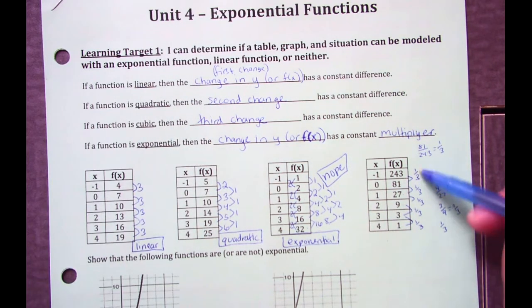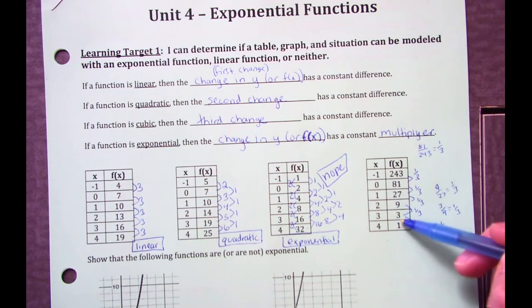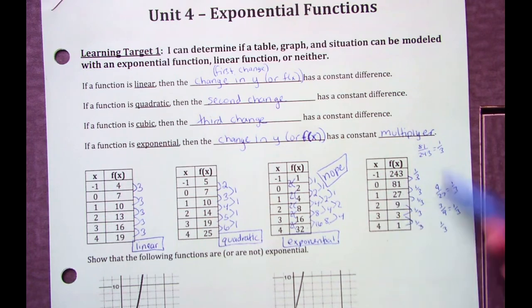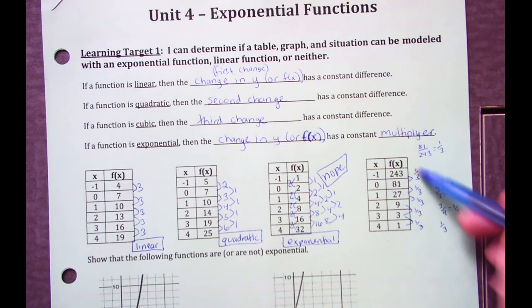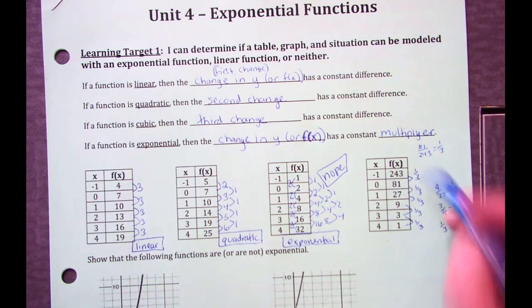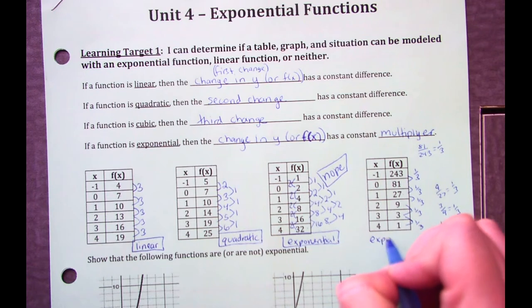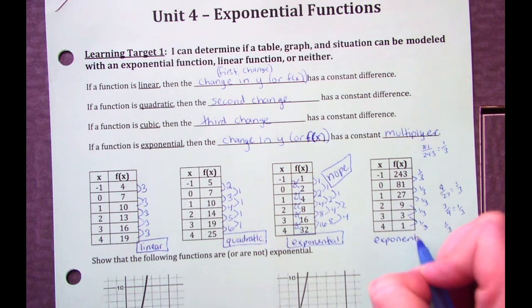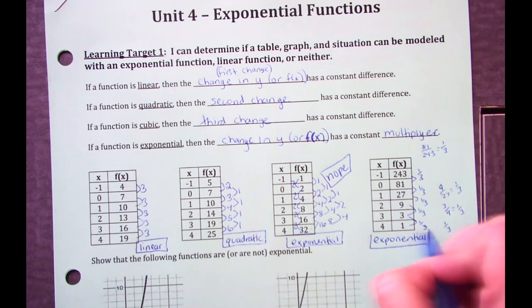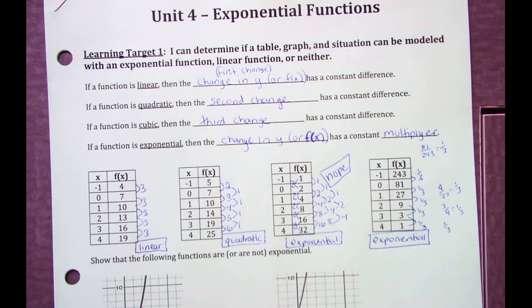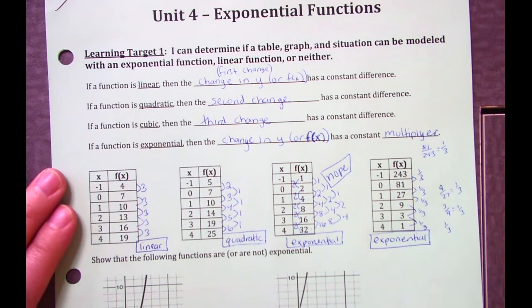Okay, so all of these, if you take the one below and you divide by the one above, you end up with a bunch of fractions that all reduce to 1/3. So our constant multiplier is 1/3, and because it has a constant multiplier, we know that this function is exponential. Now let's look at these graphs.